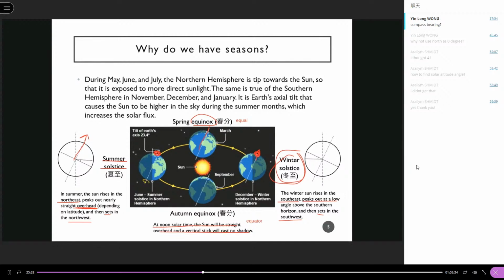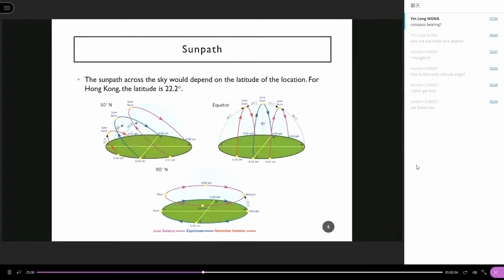And next, the sun path. The sun path describes how the sun moves across the sky. So of course we know that it is not the sun that moves around us, it is the earth that moves around the sun. But relatively we want to describe the sun path as a way that the sun moves across the sky. So the sun path across the sky would depend on the latitude of the location.